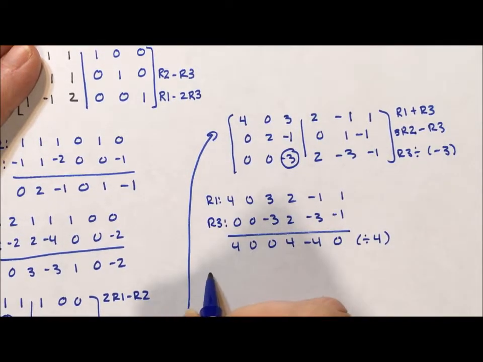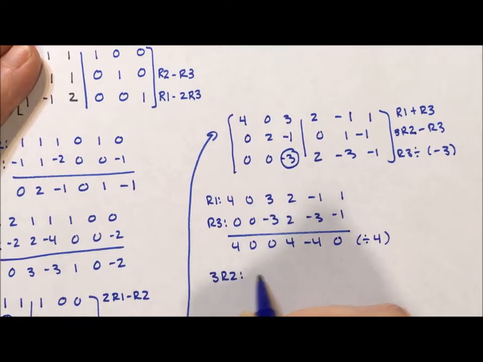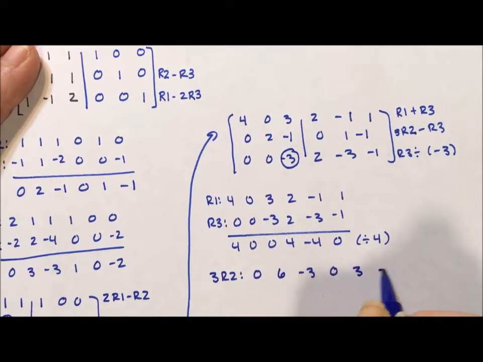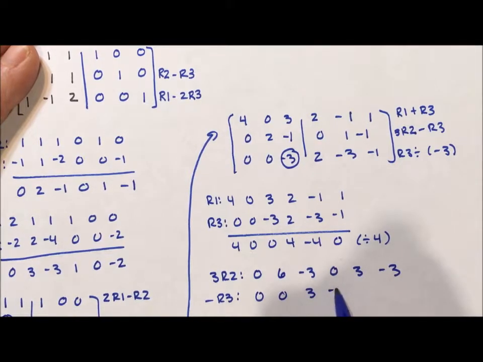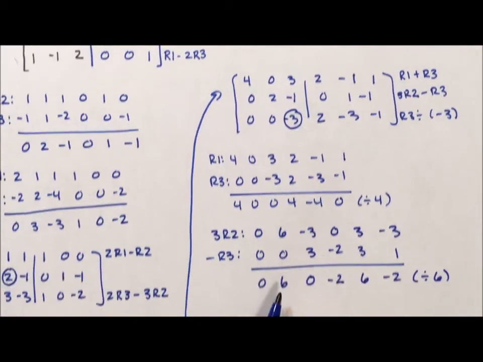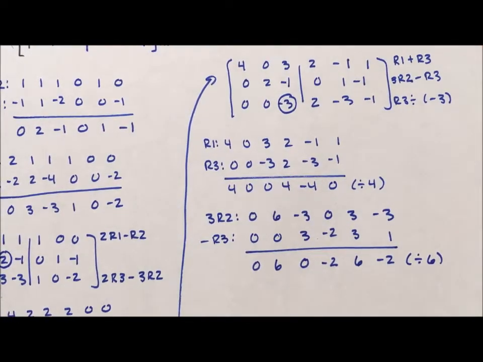For my next row, I have 3 times row 2, which is 0, 6, -3, 0, 3, -3, minus row 3, 0, 0, 3, -2, 3, 1, which gives 0, 6, 0, -2, 6, -2, and I'm going to divide everything by 6 to make that 6 a 1, so that when I write these new 3 rows, I get my identity matrix on the left.